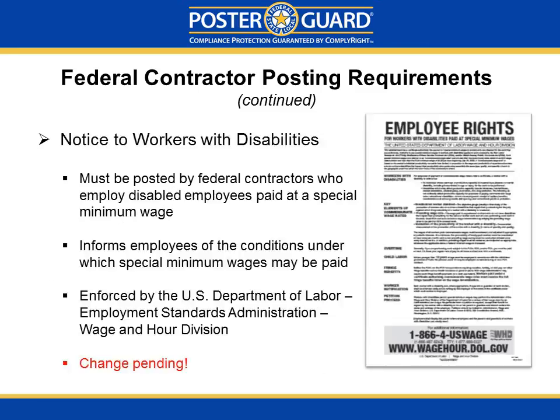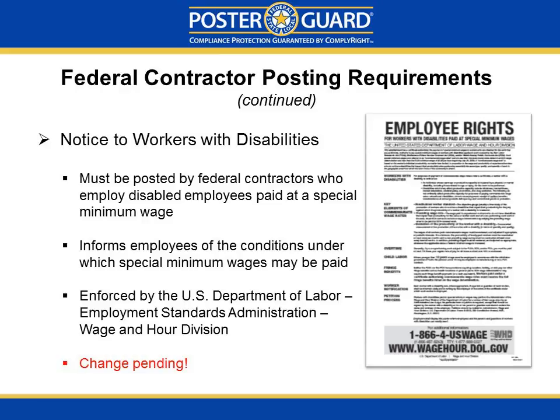Next, there's the Notice to Workers with Disabilities poster. And this one has to be posted by federal contractors if you employ disabled employees paid at a special minimum wage rate approved by the Department of Labor. So this is a certificate employers can get from the Department of Labor, and it allows you to pay what's known as a commensurate wage rate for disabled workers whose productive capacity is impaired by a physical or mental disability.